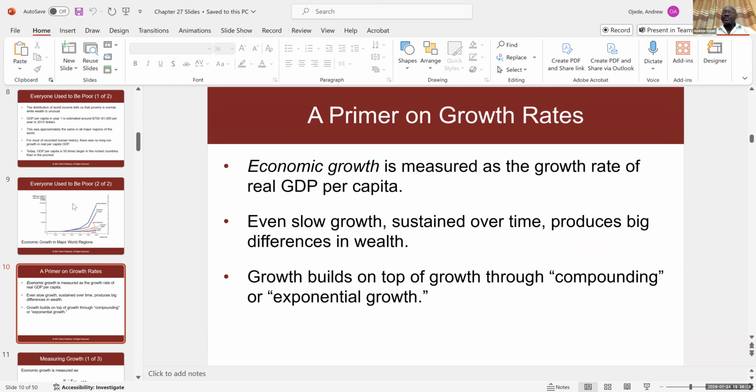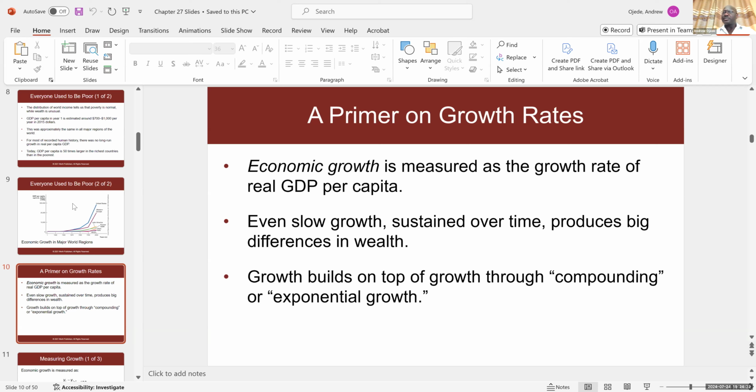So economic growth is measured as the growth rate of real GDP per capita. Even slow growth, what I mean by slow growth is if you're growing at only 1% or 2% per year, if you can sustain that growth every year and don't regress, that can have a meaningful impact on average incomes. The United States, by the way, does not grow at a fast rate, but the US has been able to sustain that low growth for a long period of time.